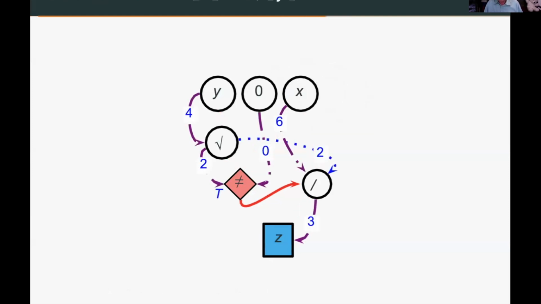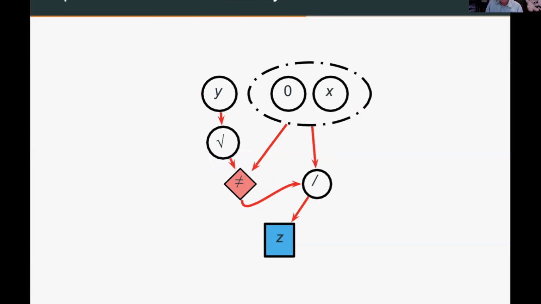Now, besides the control, there's also values moving around. So in the graph we saw before, it didn't show where the divisor comes from. So if I want x divided by the square root of y here, values move around. If y is in the current state 4, square root of y is 2, you compare the value of 2 to 0, not equal, and then you take 6 divided by 2 in this case.